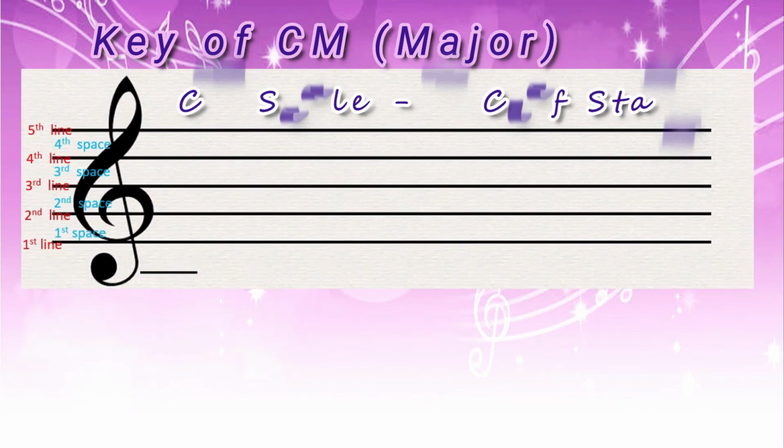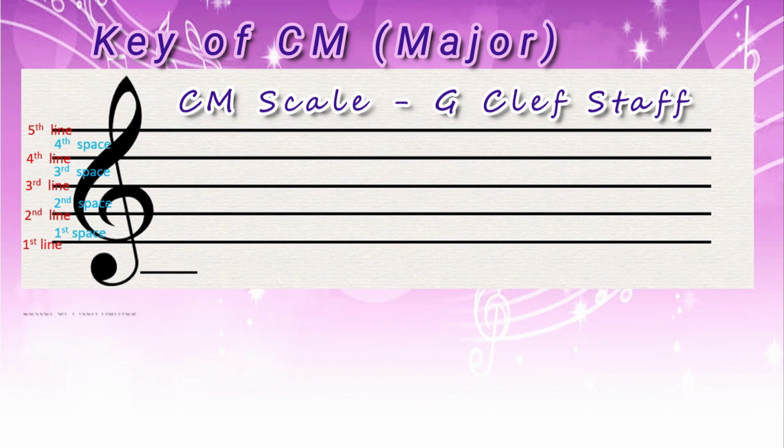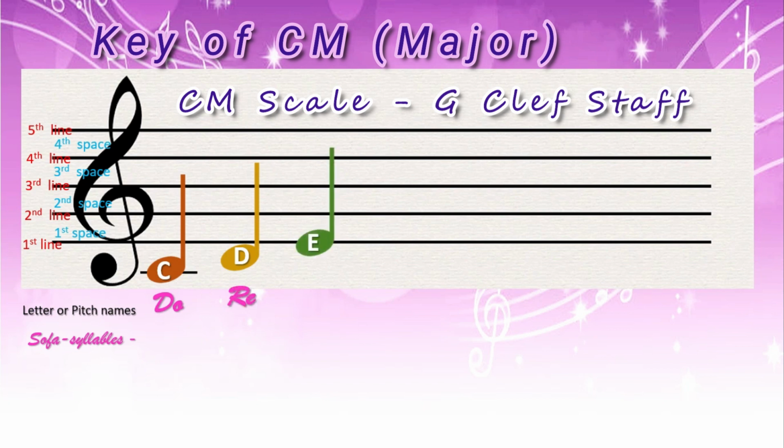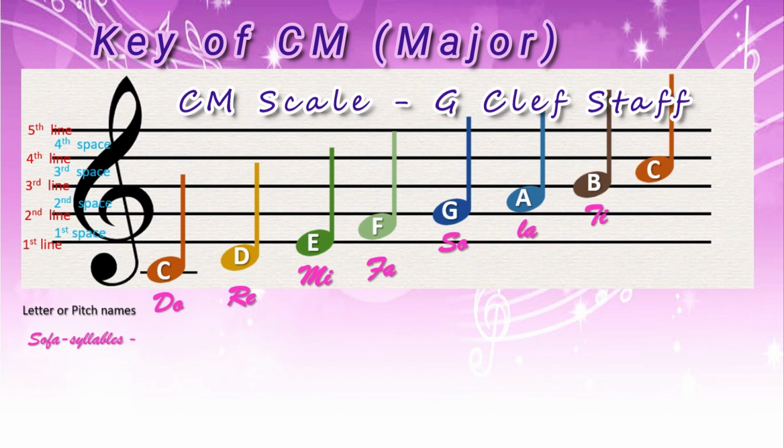This is how the C major scale is placed on the G clef staff. C Do is on the ledger line, followed by the D Re, which is on the first space below the staff. Mi E is on the first line, F Fa on the first space on the staff, G Sol on the second line, A La on the second space, B Ti on the third line, and C Do on the third space.